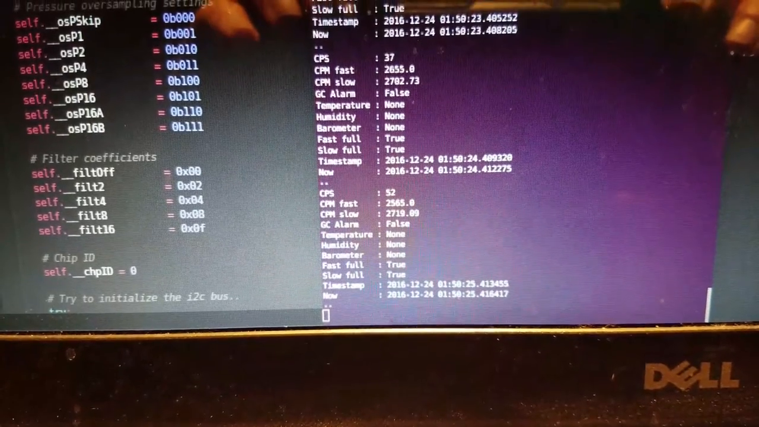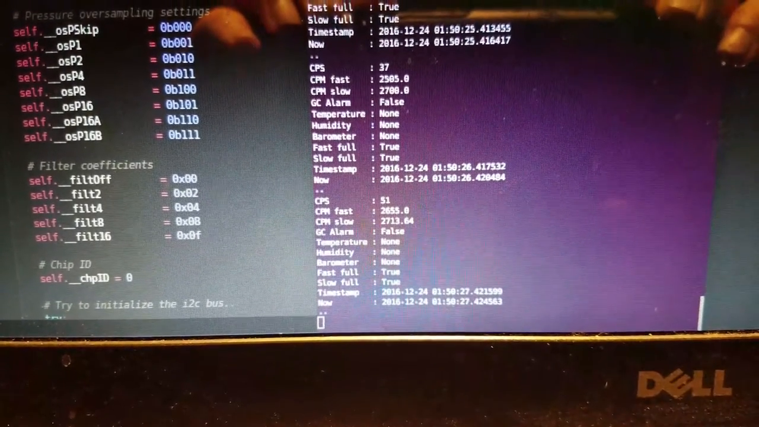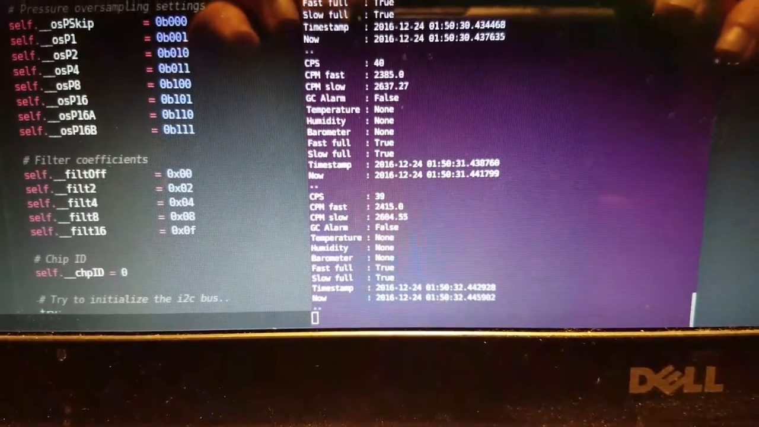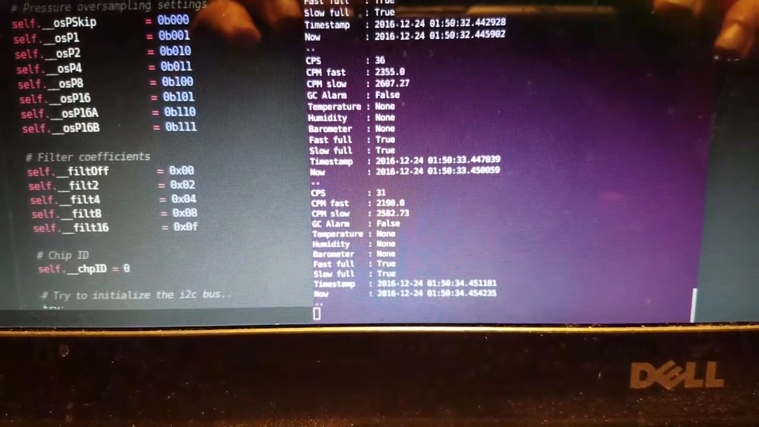Now I just have to get the drivers written for the I2C sensors, and get the graphing and the Facebook posting working. Awesome.